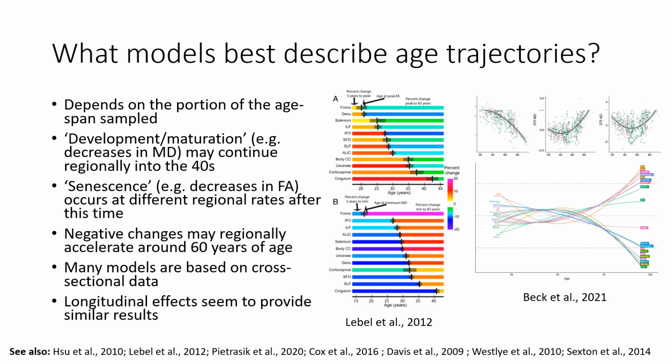The images on the right are from a more recent study by Beck and colleagues. They performed a combined cross-sectional and longitudinal analysis of aging trajectories in the white matter. Some global measures are demonstrated in the top panel with the fractional anisotropy, mean diffusivity, and axial diffusivity values by age on the x-axis, and longitudinal points connected by lines.